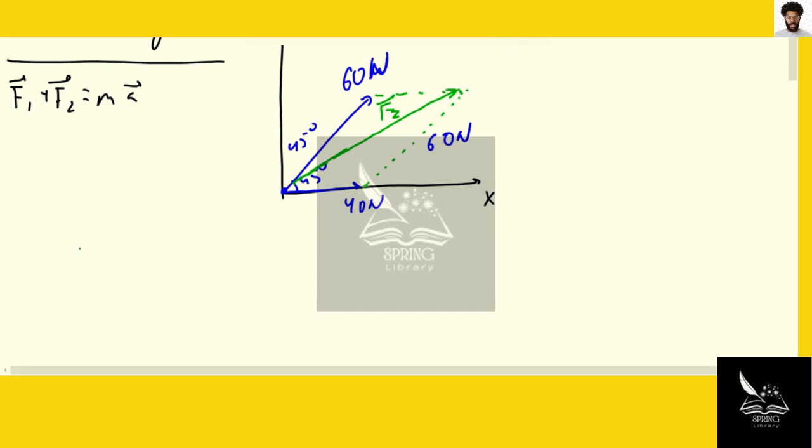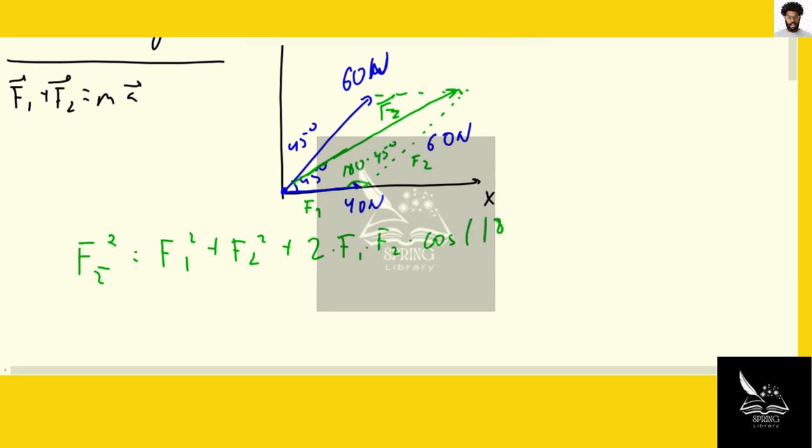So F total squared equals F1 squared plus F2 squared plus 2 multiplied by F1 multiplied by F2 and multiplied by the cosine between these two vectors. So the cosine between F1 and F2, let's say this is F1, this is F2, is 180 minus 45 degrees. Sorry, here is the negative sign.